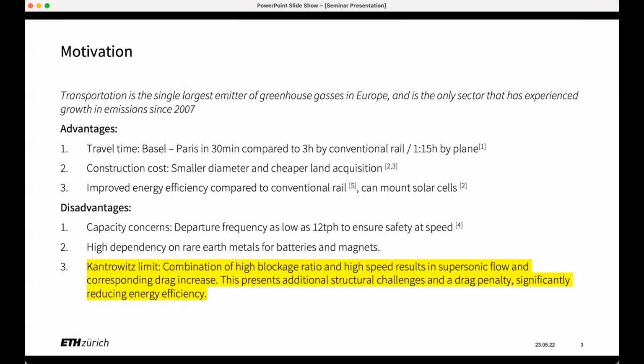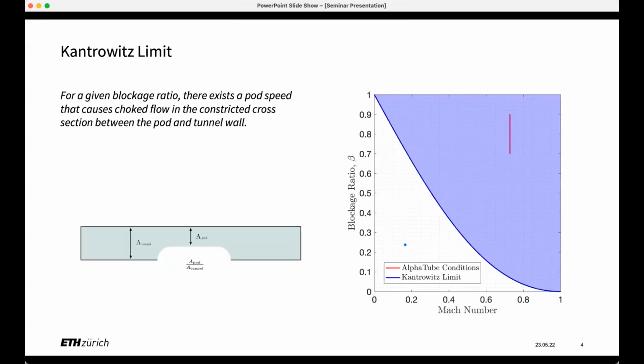The combination of a high blockage ratio and high speeds will result in essentially supersonic flow around the vehicle, which carries with it a massive drag increase and presents an issue to the structure of the pod and the structure of the tunnel, as you'll have all of a sudden these shock waves bouncing around that will cause stresses you wouldn't see in subsonic travel. So just a brief introduction on the Kantrowitz limit. For a given blockage ratio, there exists a pod speed that causes choked flow in the constricted cross-section between the pod and the tunnel wall.